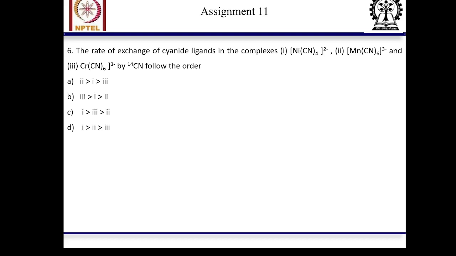Okay, so can anyone guess the answer for question number 6? Anyone has any idea? You can just write in the chat box. Rajendra sir, is it clear how to identify pi acceptor and pi donor ligands? If you can, write in the chat box. Yeah, so can you write an answer for question number 6?